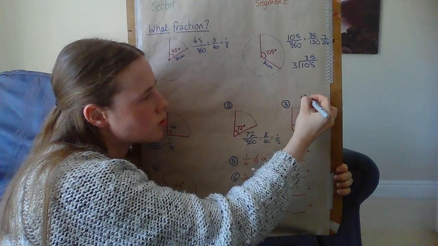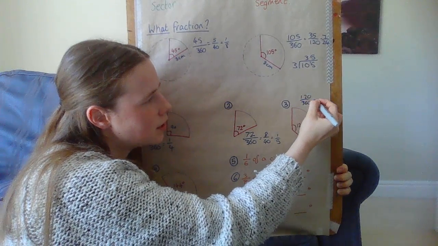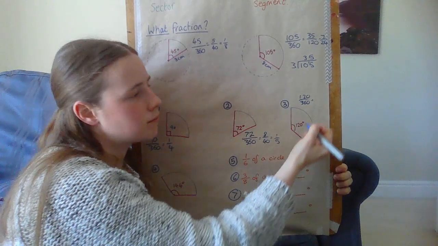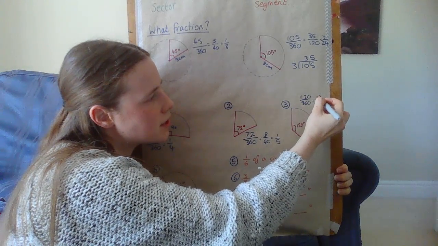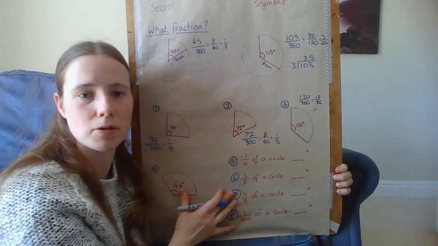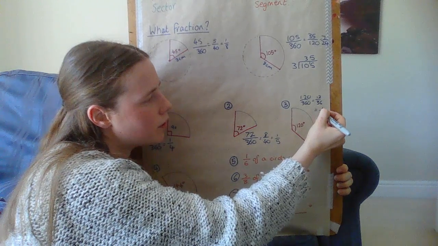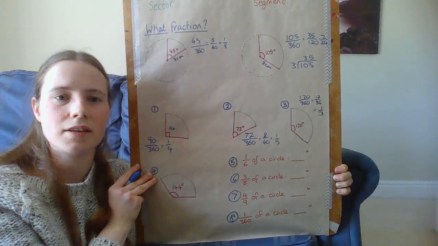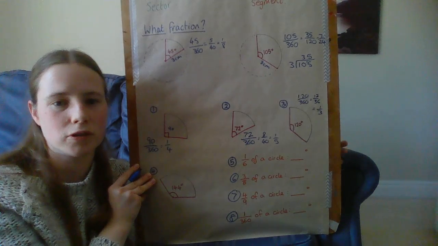Next one, 120 out of 360. Well, I can start by dividing by 10. 12 over 36. I can now divide top and bottom by 12 and get 1/3. So 120 degrees is 1/3 of a full turn.